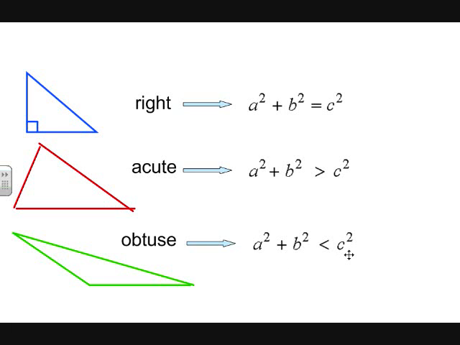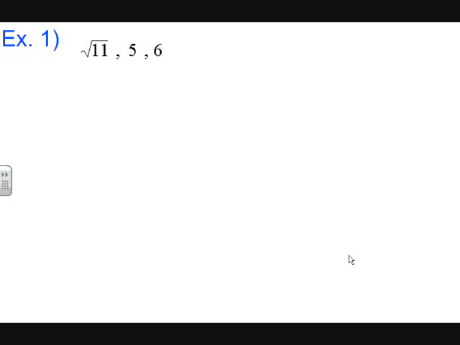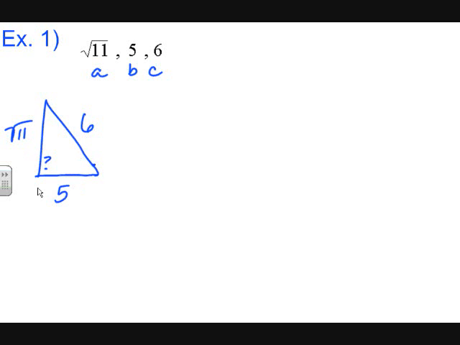So we're going to try a few problems with some numbers, and I'm going to give them to you in order. So as I give them to you, it will be A, B, and C. I have the square root of 11, 5, and 6. So this would represent A, B, and C. If I was to draw that triangle, and again, we don't know what the corner is. We don't know what that size is. But I know that one leg is the square root of 11, one side is 5, and the hypotenuse is 6. I'm going to use the Pythagorean theorem to help me determine what kind of triangle this is.